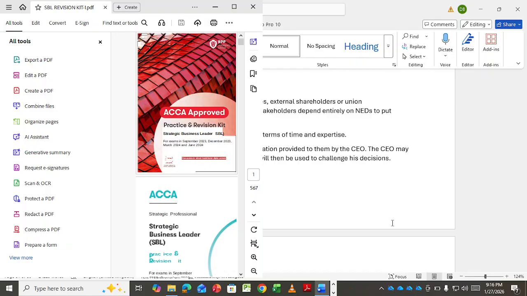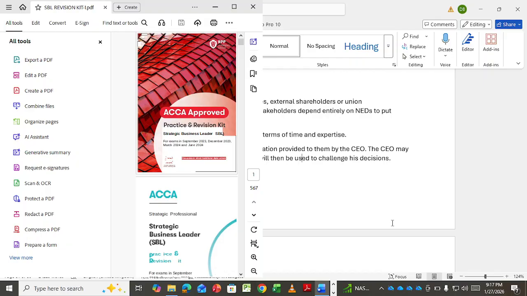The other disadvantage is that the NEDs are entirely dependent on the information provided to them by the CEOs. The CEOs could be reluctant to provide information that will then be used to challenge them in decision making. That could be a very big disadvantage, as the CEOs could also want to retain something to support themselves, or something to challenge other decisions that could be put in place.